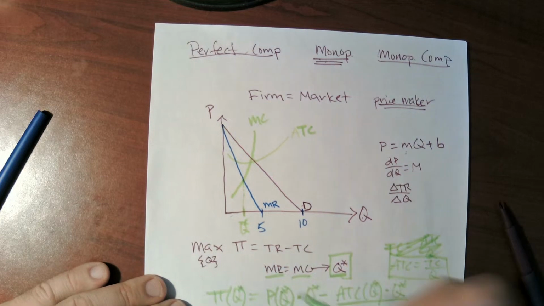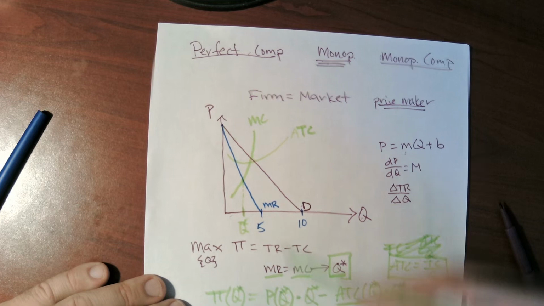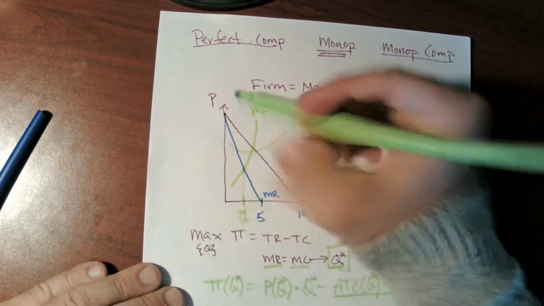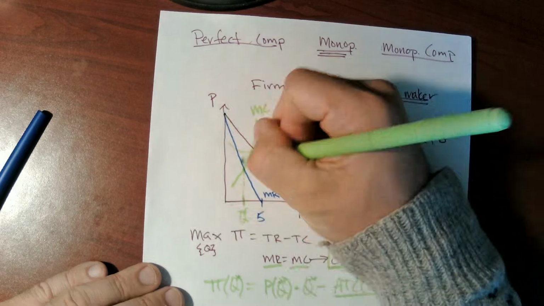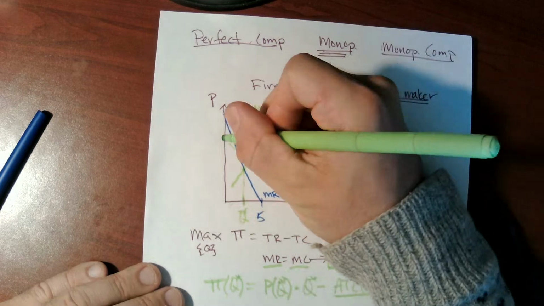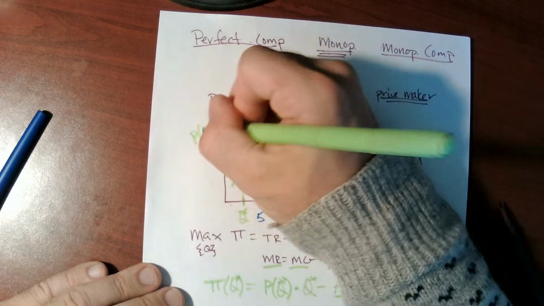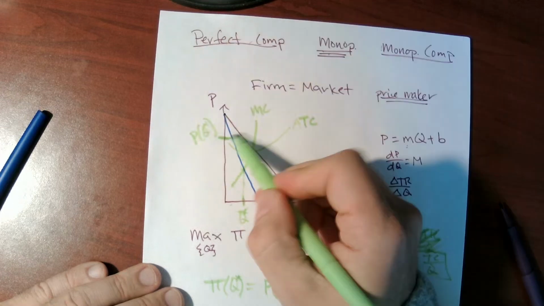So how do we calculate this? P of Q at Q star. How much are consumers willing to pay at Q? Well, that's determined by the demand curve. So there we go. This point is going to be P of Q star, right there.